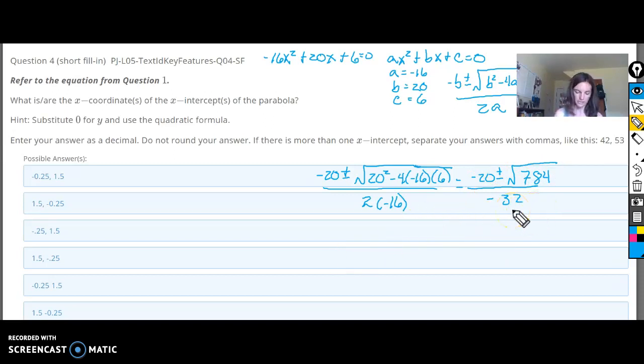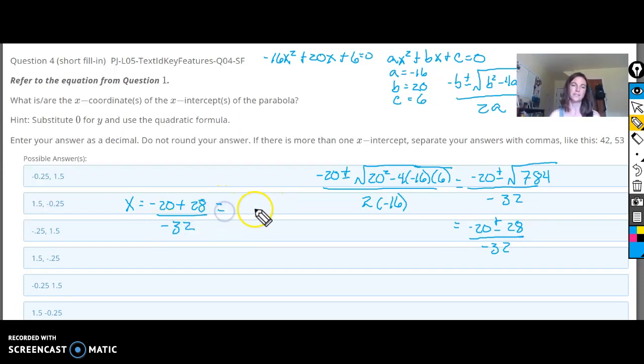So the square root of 784 is fortunately a nice, easy number. So I have negative 20 plus or minus 28 all over negative 32. Okay, so one x value is going to be when I add, the other will be when I subtract. So x equals negative 20 plus 28 over negative 32. So this becomes a positive 8 over a negative 32, which is a negative 0.25. Okay, so that's one x value.